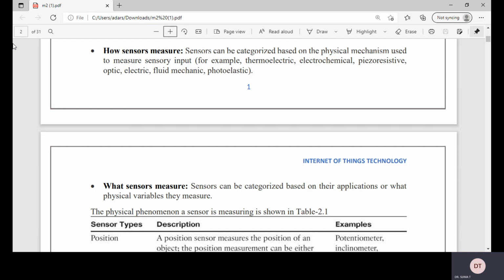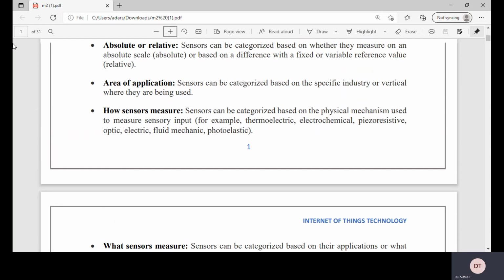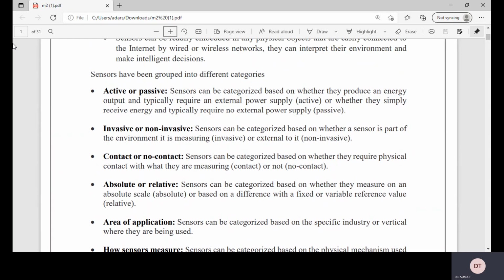Sensors can be categorized based on their application, based on their usage, whether they produce an energy output or typically require an external power supply, active, or whether they simply receive energy and typically require no external power supply. So we call them the passive sensors.